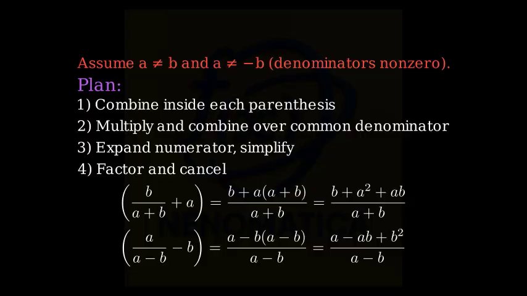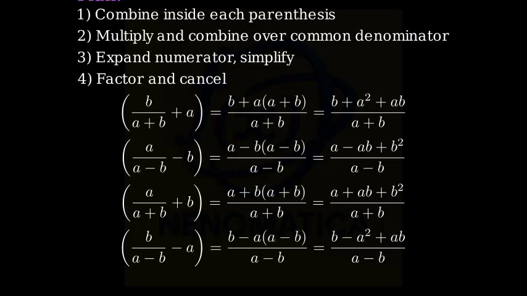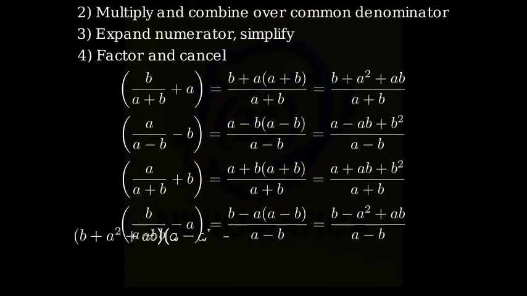over a minus b. For the right product, the first parenthesis becomes a over a plus b, which equals a plus b times quantity a plus b, all over a plus b. The second parenthesis becomes b over a minus a, which equals b minus a times quantity a minus b, all over a minus b.